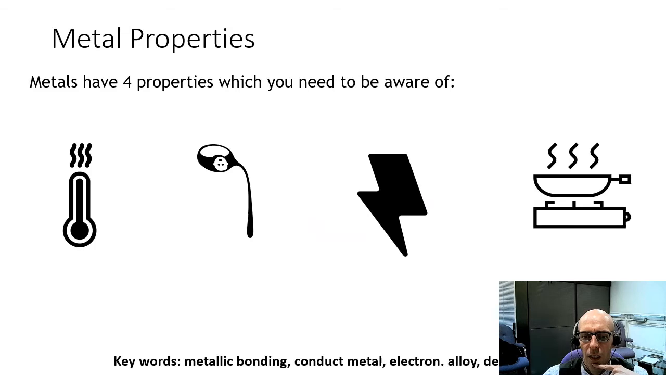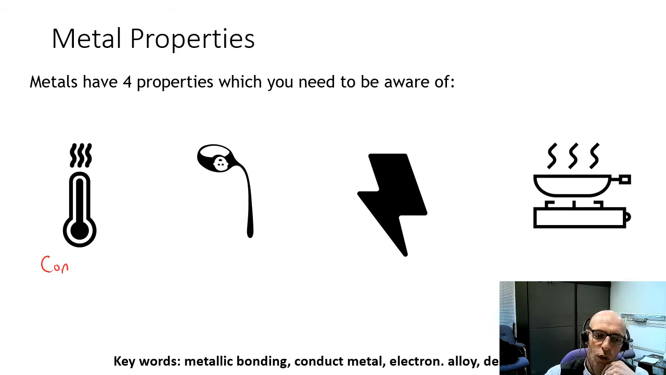And then four properties for this metallic bonding. So we've got the structure now, this metallic structure. What about the properties? Well, metals, there's a thermometer here and a symbol.